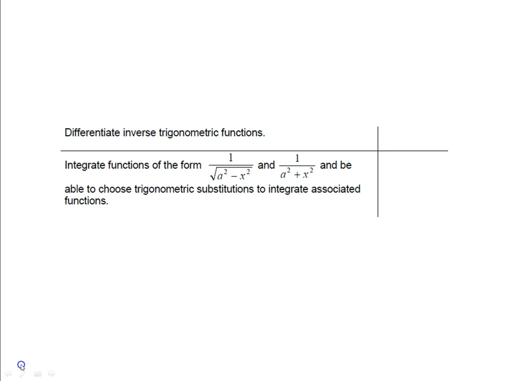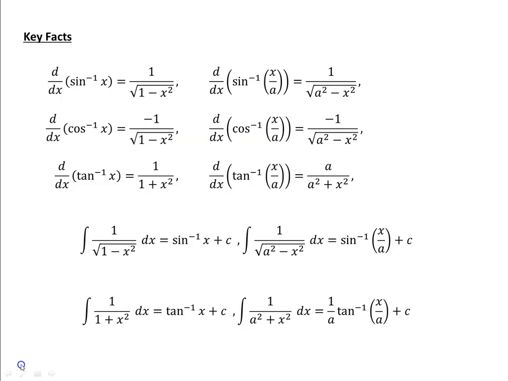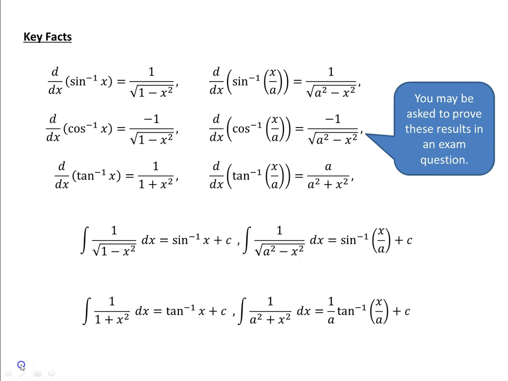functions of the form 1 over root a squared minus x squared and 1 over a squared plus x squared, and be able to choose suitable trigonometric substitutions to integrate associated functions. So the key facts are a whole string of differentiation results and associated integration results. The syllabus is quite clear that you might be required to prove these results.